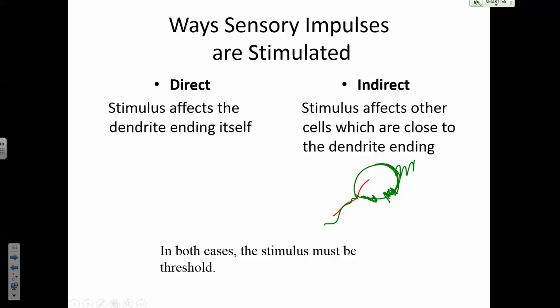And so sometimes you have that. We'll see both examples of these. In either case, the stimulus must be of the threshold amount. Somebody define threshold for me.